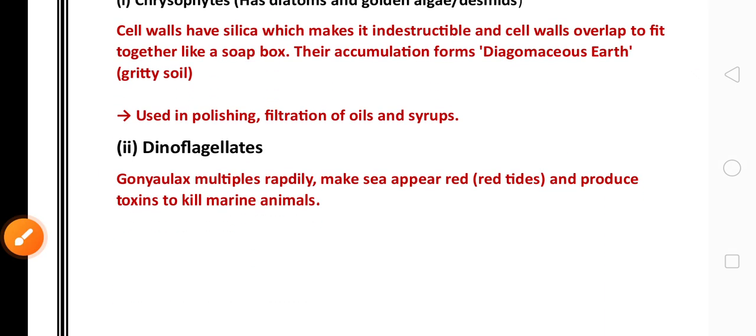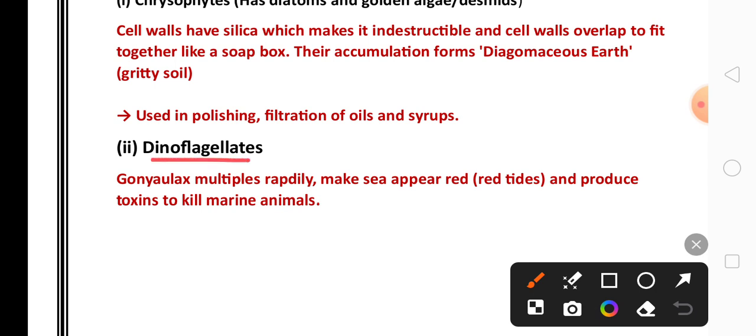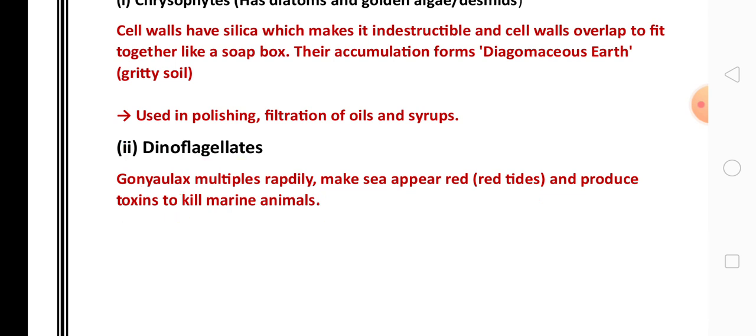The second class of kingdom Protista is dinoflagellates. Here red tide definition is important to the exam. Gonyaulax is one of the dinoflagellates. When it undergoes rapid multiplication, the sea appears red. And during this rapid multiplication, it produces toxins which kill the marine animals.